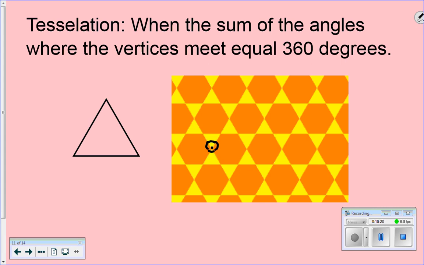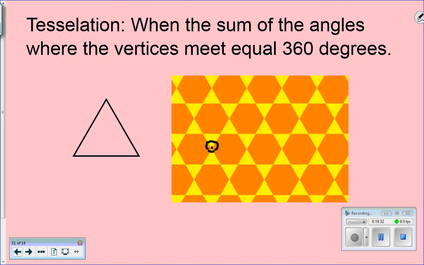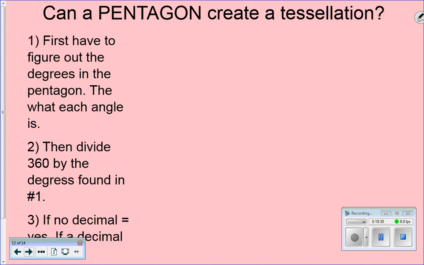Okay? So, for example, what's that? This tessellates. This tessellates. So now let's figure out if a pentagon can tessellate.